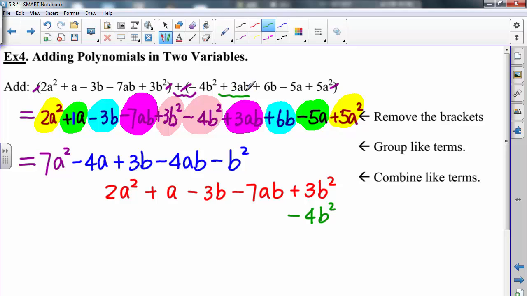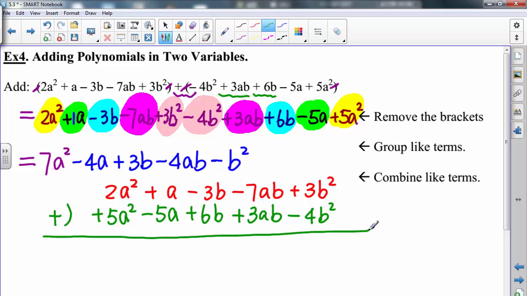The second term, positive 3ab. I put a positive 3ab here. The next term, positive 6b. Positive 6b, I line up with negative 3b. Minus 5a, negative 5a. Align this term with positive a. Positive 5a squared. Line up with 2a squared. And add them up. If you line up all the like terms, it's very easy for you to add these two polynomials vertically.